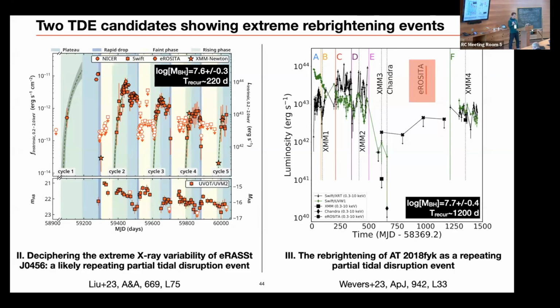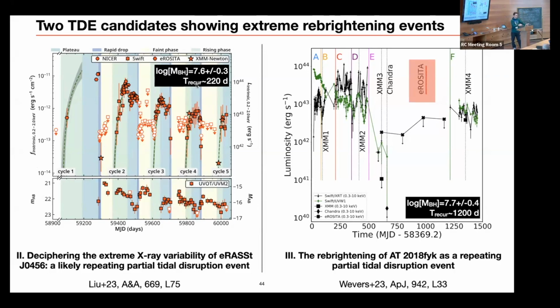Yeah. Then on top of this, there are also 2 similar events that have been discovered over the last year. So this paper, the source that I was just talking about is on the left, and then the system AT 2018 FYK also showed a late time rebrightening. So this is a paper led by Thomas Weavers. And you see that the 2 black hole masses are fairly similar between the 2 systems.